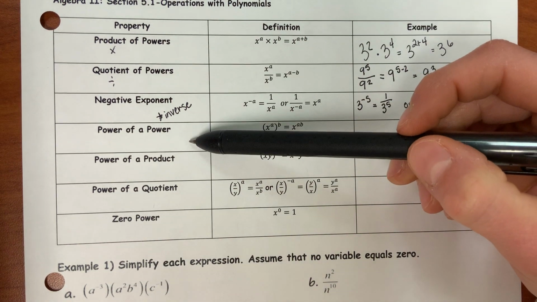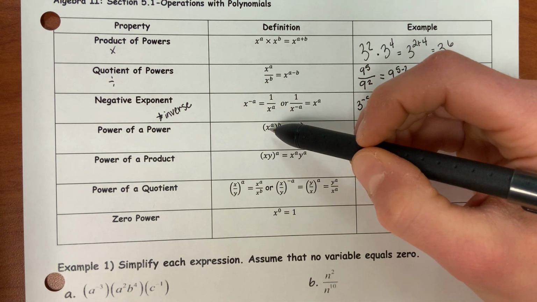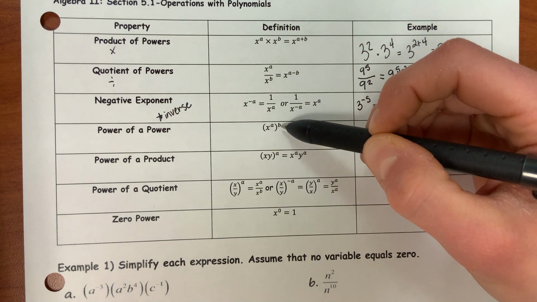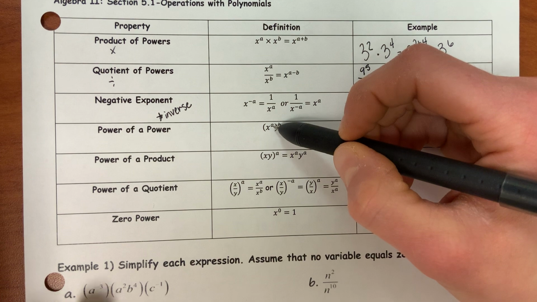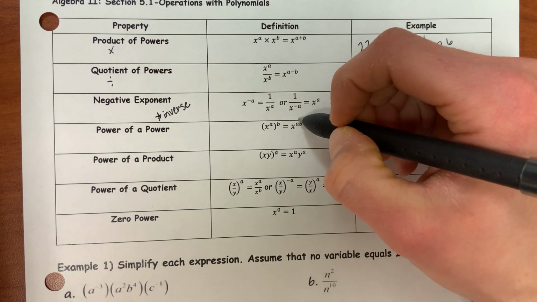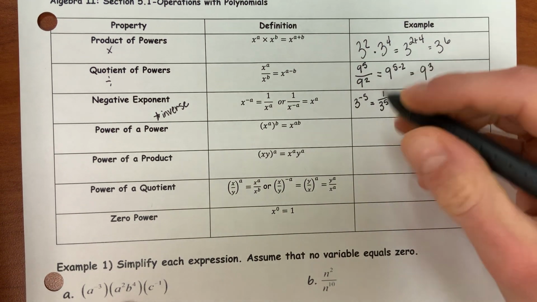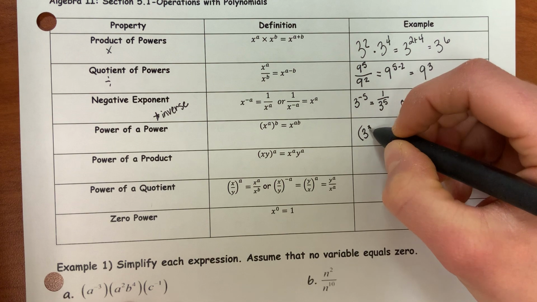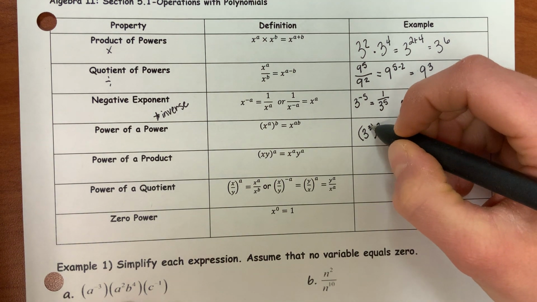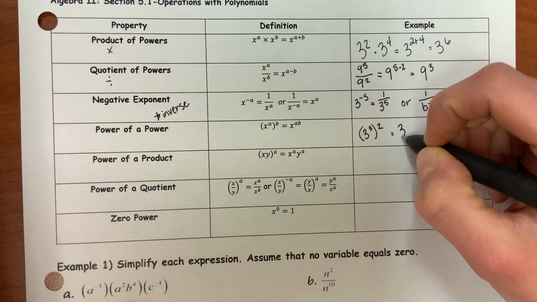Our next rule, power of a power, is when we have a base number with an exponent being applied to that. So here we have x to the power of a, to the power of b. And all you're doing here is you multiply the exponents together. So an example of this would be 3 to the 3rd power, squared. Since I have an exponent with an exponent, I'm just going to multiply those two.